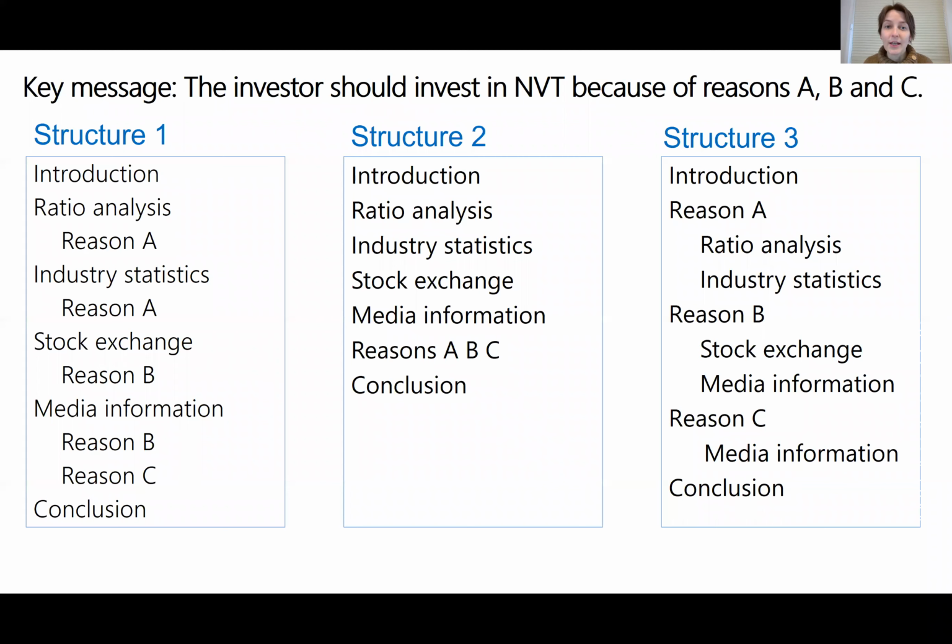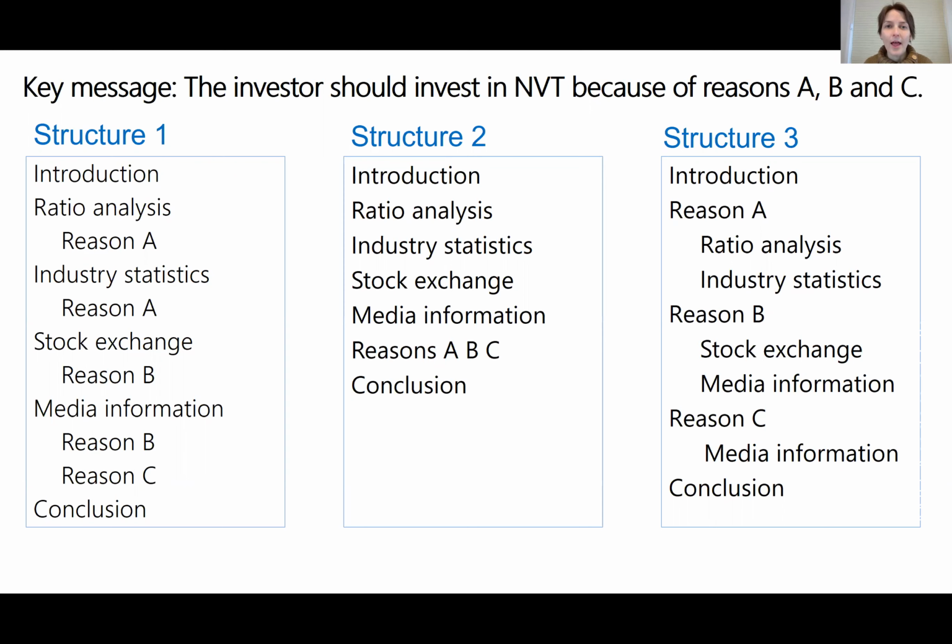So there might be a section A, which is about reason A, and that could include the similar types of analysis or the analysis that points to the same reason. So it could be that the ratio analysis and the industry statistics both talk about reason A. Then reason B is relevant to both the stock exchange and the media information, and reason C is just the media information. So that could work if you want to really foreground the reasons for your key message, and it could work if you can very easily combine the different types of analysis.